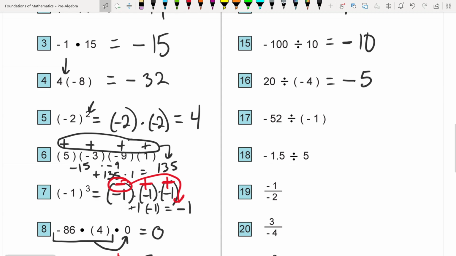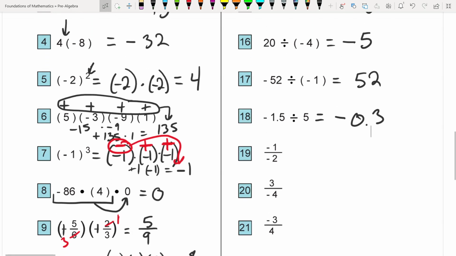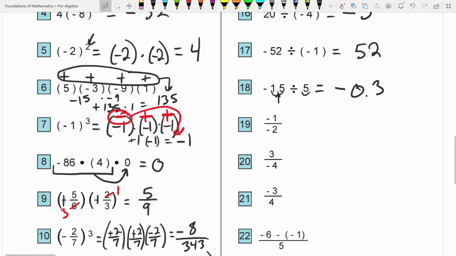Negative divided by a negative is positive, so I don't have to write anything. 52 divided by 1 is 52. Negative divided by a positive is negative. And 1.5 divided by 5, I'm just going to use a calculator for that, giving me 0.3. You could also say this is 15 divided by 5, which gives us 3, and there's a single decimal point moved in, so we get 0.3.